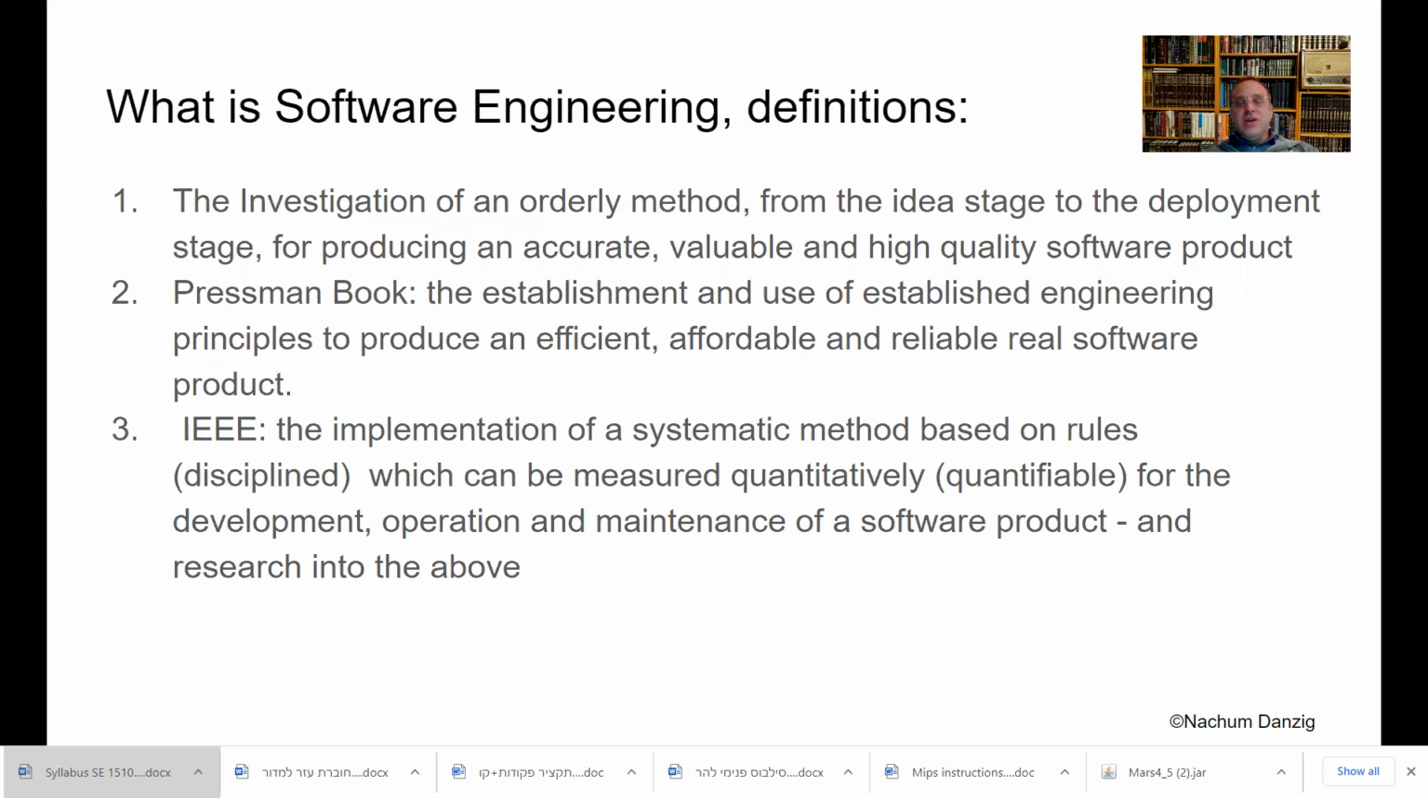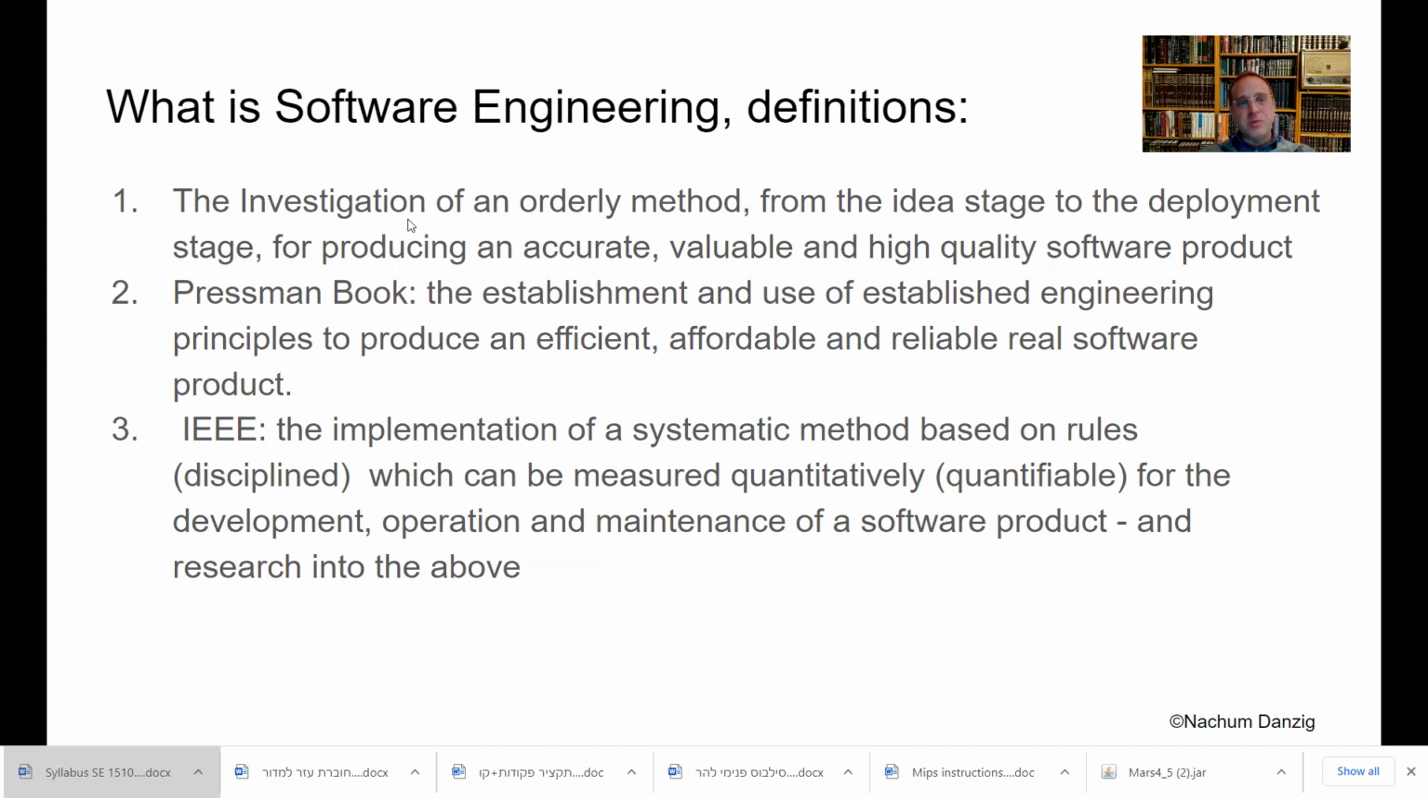What is software engineering? Here are some different definitions. It's the investigation of an orderly method from the idea stage to the development stage for producing an accurate, valuable, and high quality software product. In other words, it's not just creating a software product, it's having a method. It's investigating the best methods for creating the best software. That's what software engineering is.